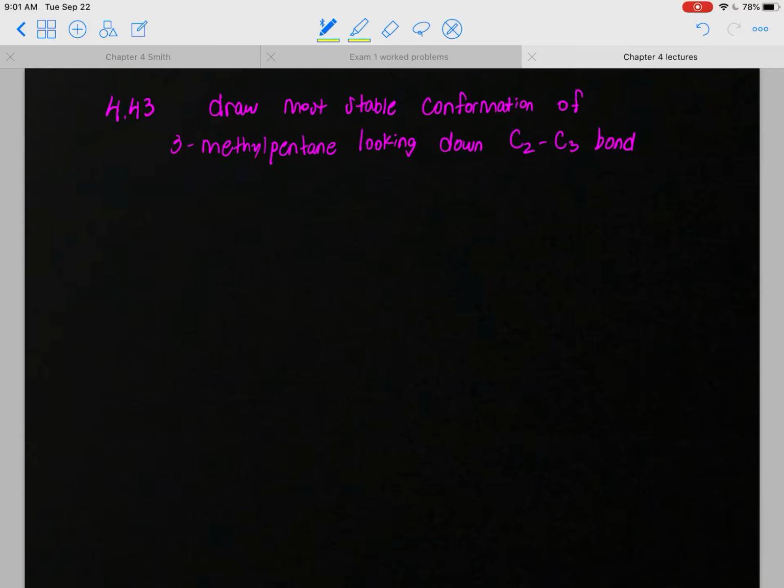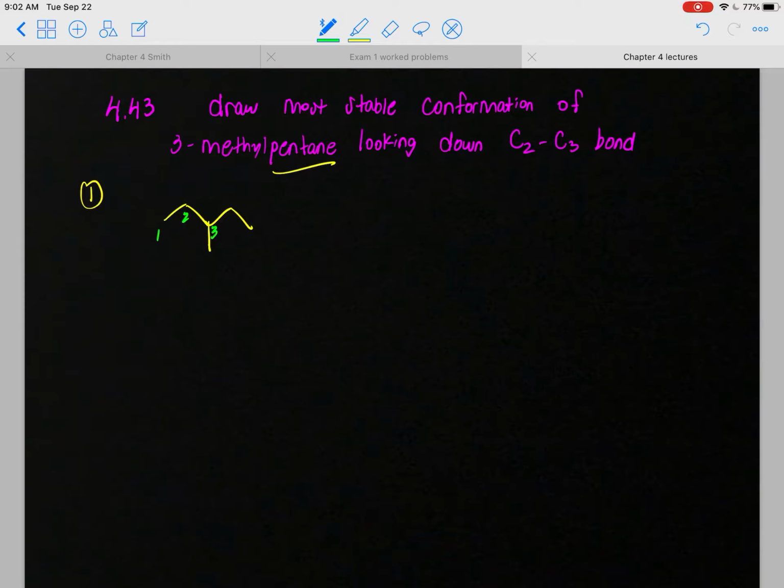All right, so we want to draw the most stable conformation of 3-methylpentane by looking down the carbon-2, carbon-3 bond. So step one, you want to start off by drawing a nice little zigzag drawing here of the starting structure. So 1, 2, 3, 4, 5 is pentane. And then we want to position a methyl group at carbon-3. Okay, so that right there would be the starting point for our drawing.